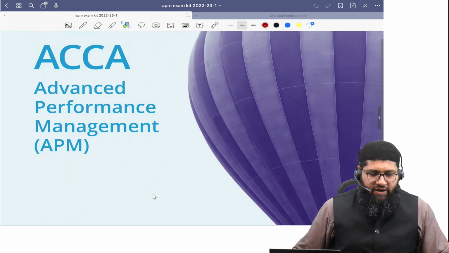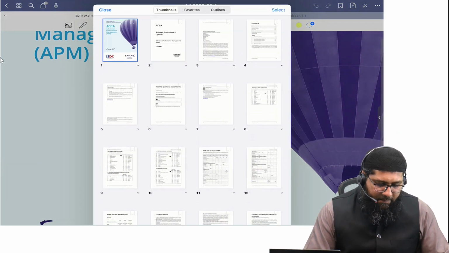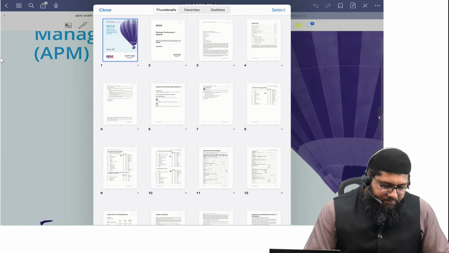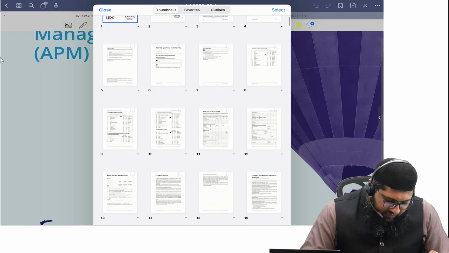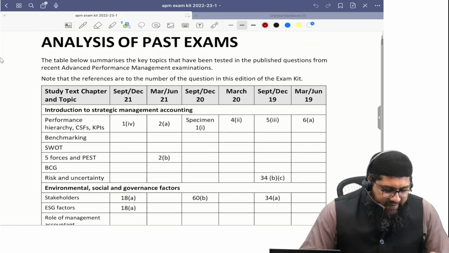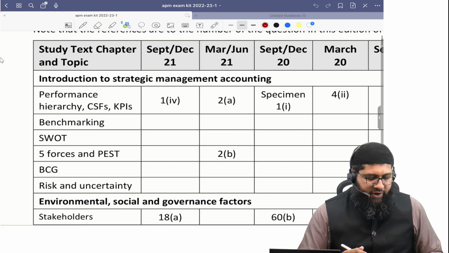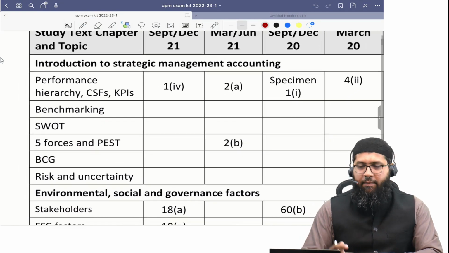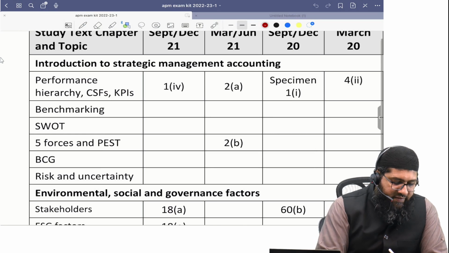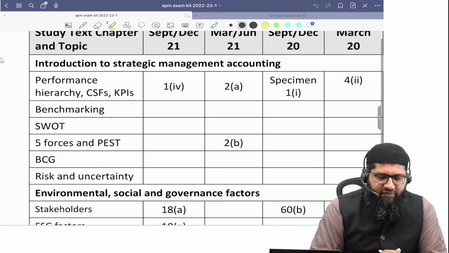Okay, so let's just start off. I'll open up the syllabus areas which are written in this revision kit, so that you could have a quick idea as to what the syllabus areas are. When we analyze these past examination questions, you could understand that these are the different topics that are frequently examined. In fact, some of the topics are very frequently examined, and some are examined a very small number of times.